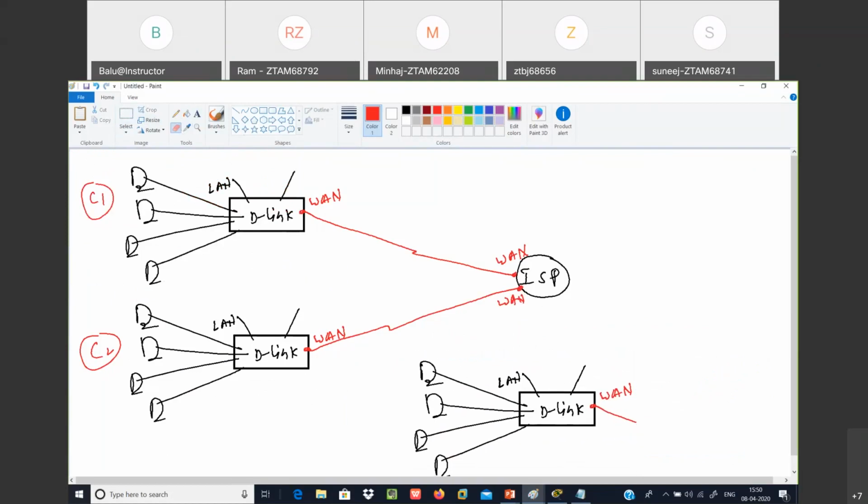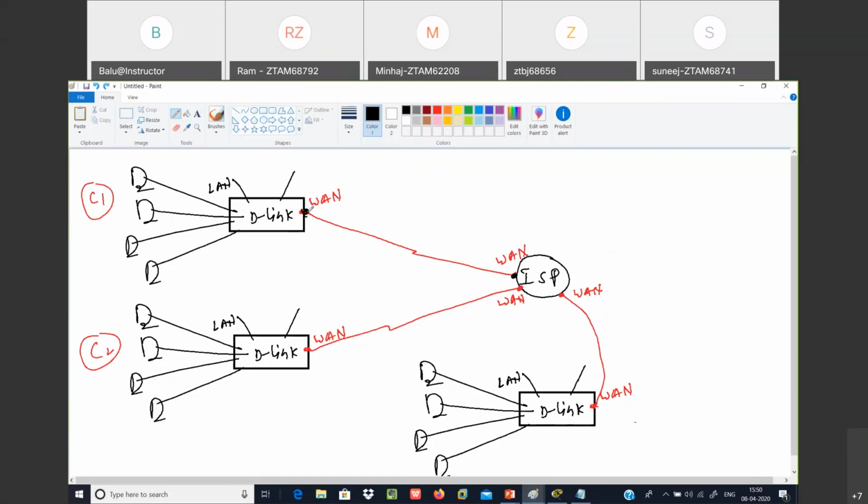This is customer 3. It's also a WAN port. Now what the ISP is doing is, the ISP wants to provide one IP address to customer 1, customer 2, customer 3, customer 4, customer 5, a number of customers. If the ISP is using different network IP bases, then the ISP WAN interface and customer WAN interface both should be in the same network address, right?